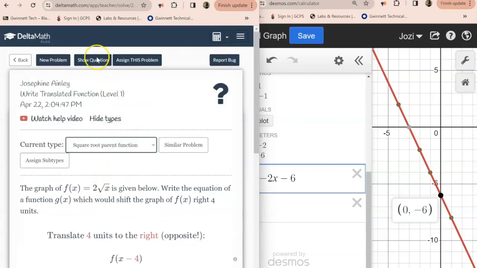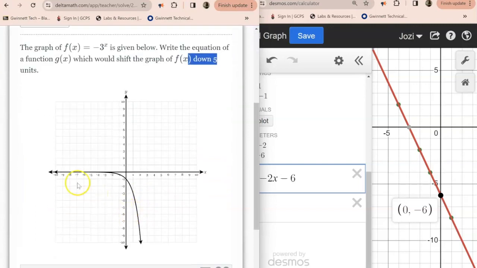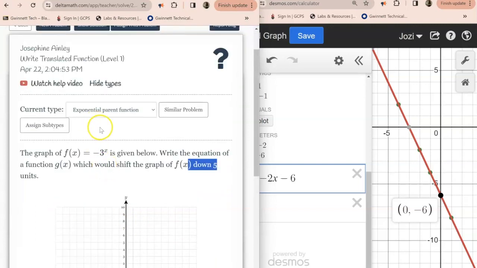All right, so square root, we just did a right one. Let's do something else. All right, down. This is outside, right? Out y and regular. So this should be outside your parent graph. And what is your parent graph, right? This is an exponential function, so you know that x is raised to the power. So this right here, within here, would be your parentheses.